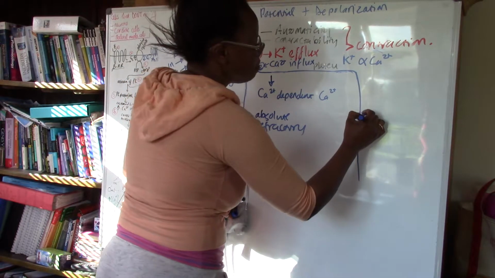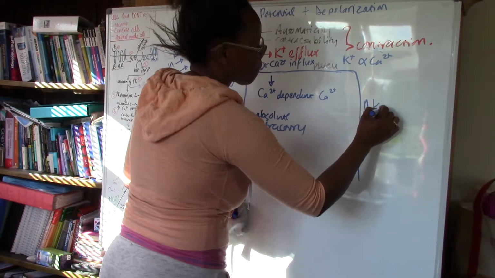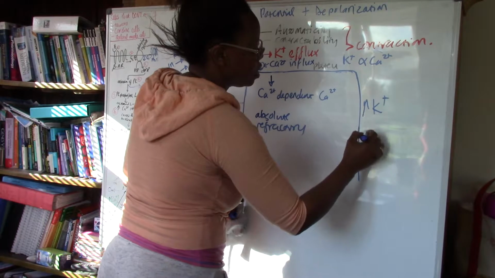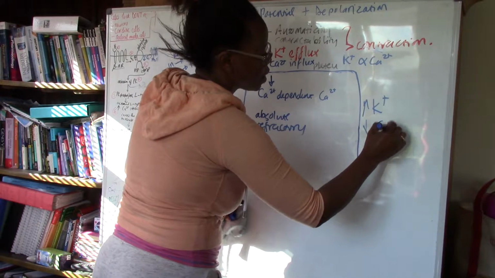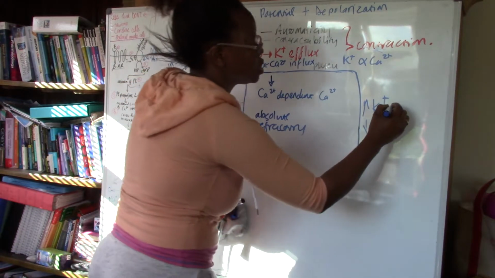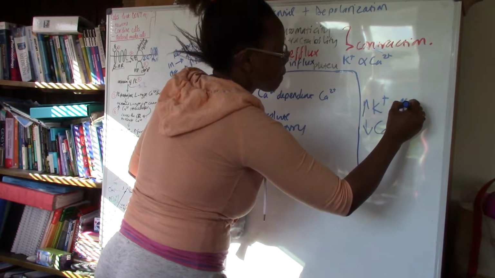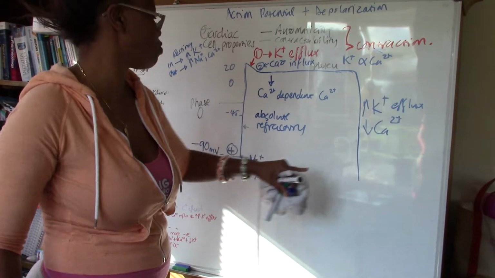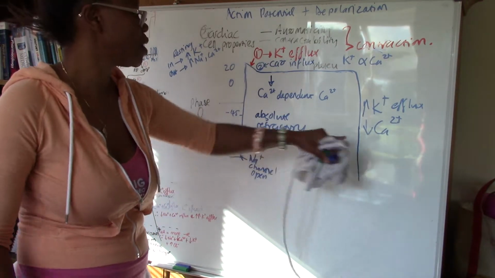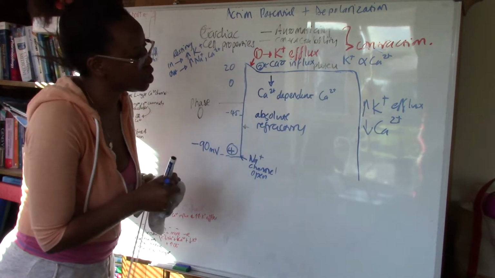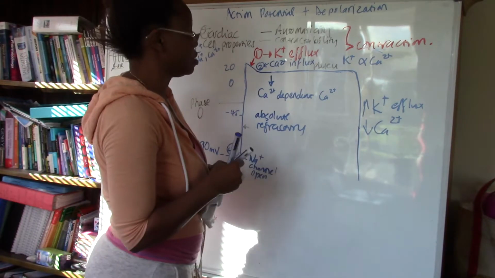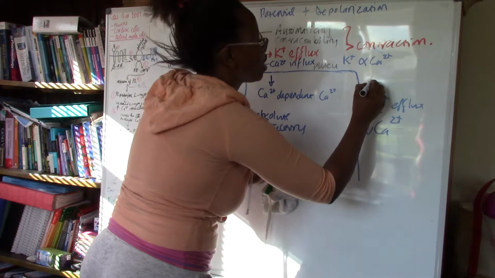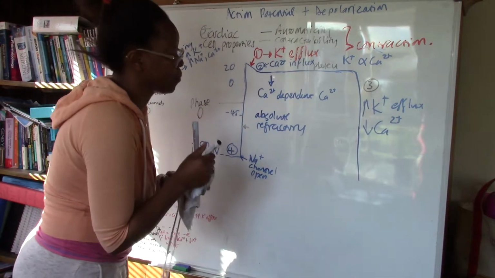When repolarization happens, it means that even more potassium is being lost. So this is efflux, and calcium is decreasing because obviously we have used some of the calcium. So then we enter phase 3, which is the repolarization of the membrane.